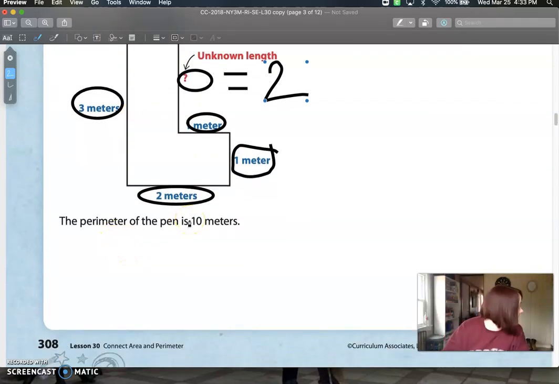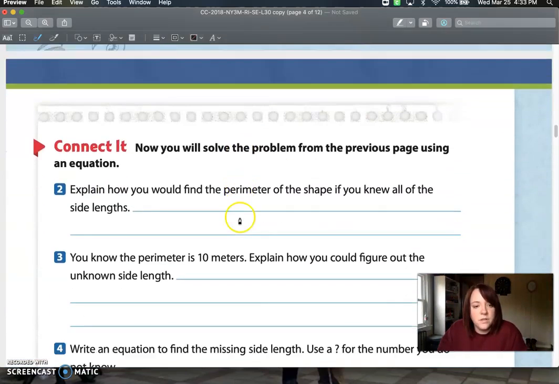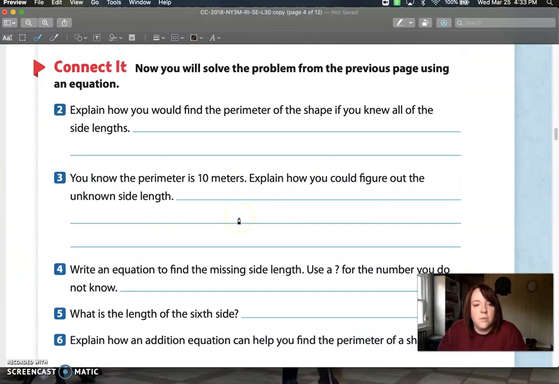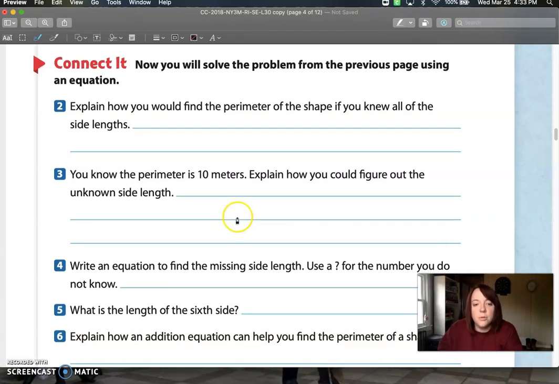The perimeter of the pen is 10 meters, like we got. Okay, now we need to solve the problem. Explain how you find the perimeter of the shape if you knew all of the side lengths. Well, we would add them all up. You know the perimeter is 10.